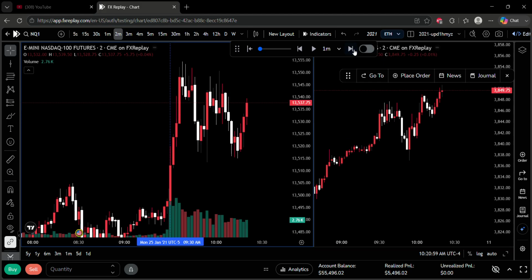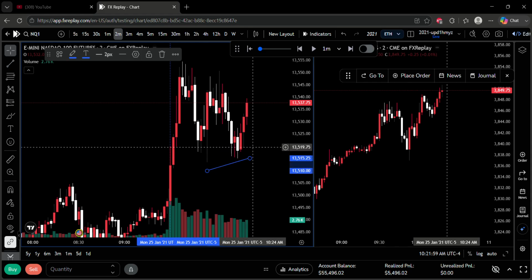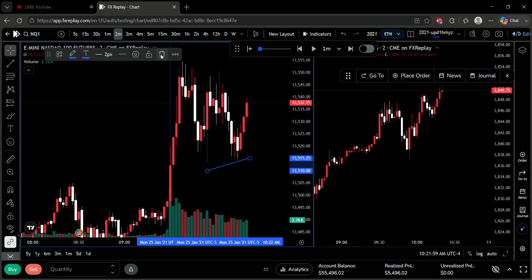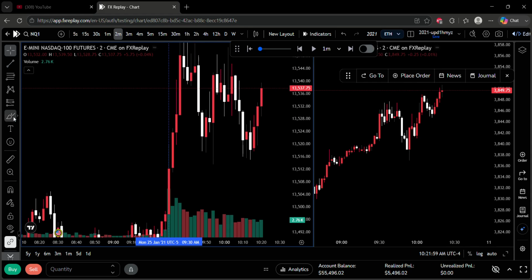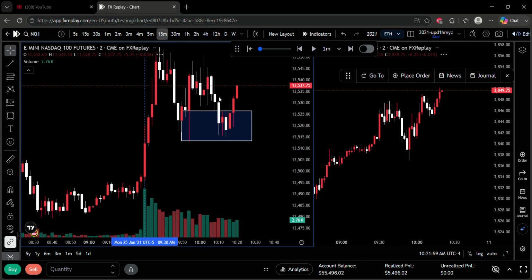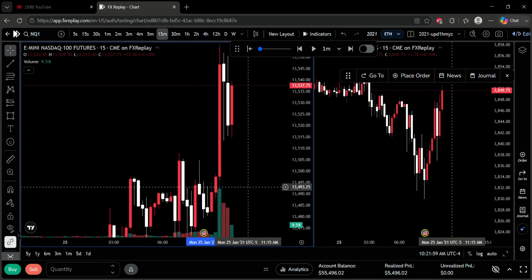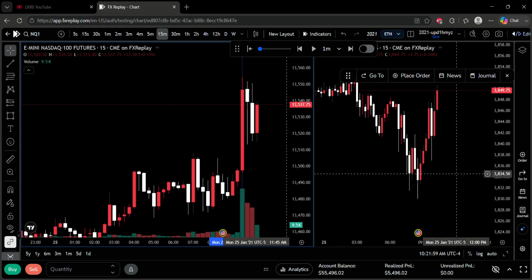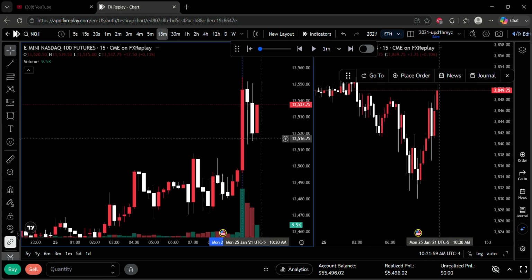What are we doing with the SMT? Like, if we had SMT at this low, unless you want to use this as a rejection block. But we have this 15-minute gap here. It's like, how are we not tapping it?